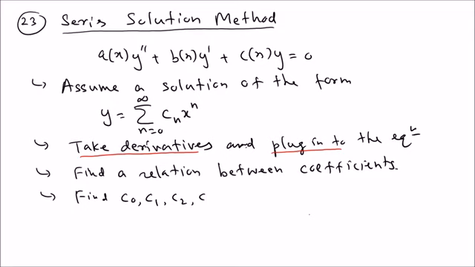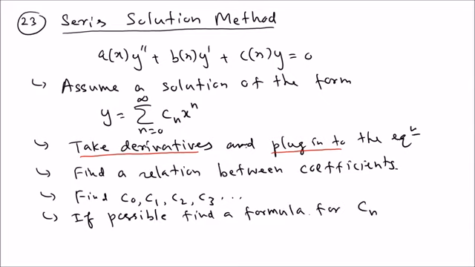So we're going to calculate a few, and if possible, find a formula for Cn or Cn plus 1. Normally Cn plus 1. So we try to find a formula, but that sometimes is impossible. I mean, you can, but it's going to be very complicated.